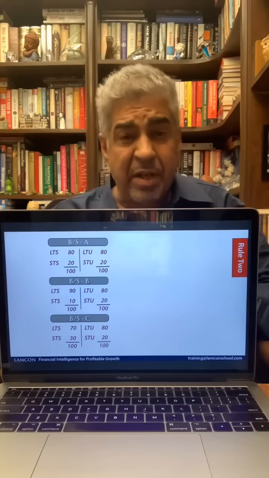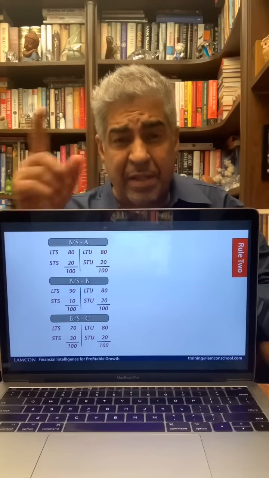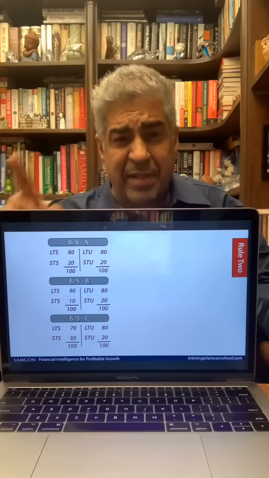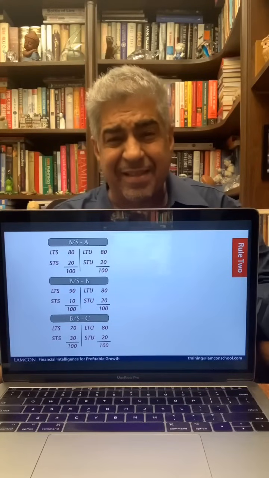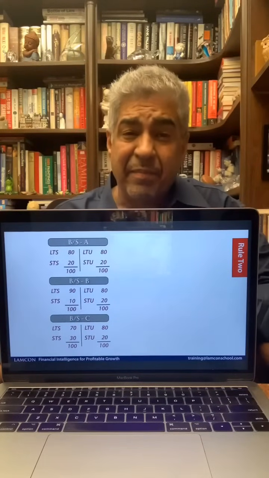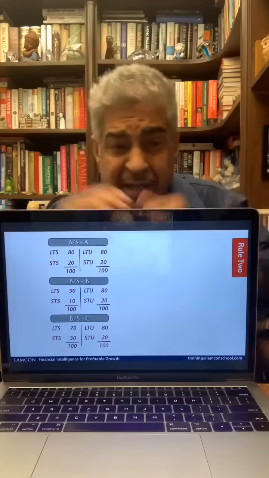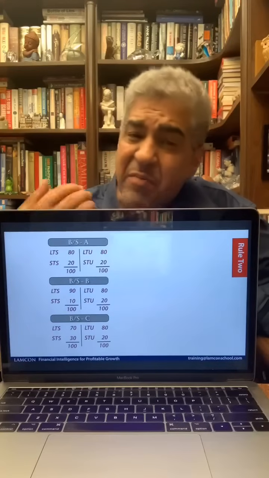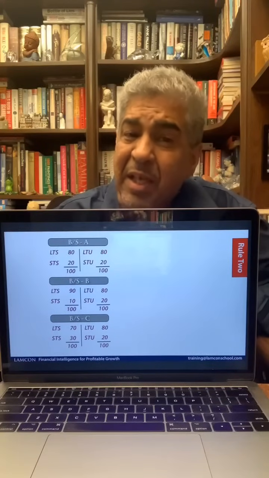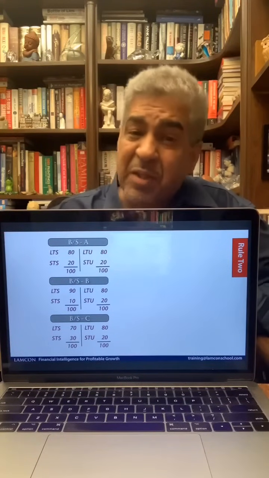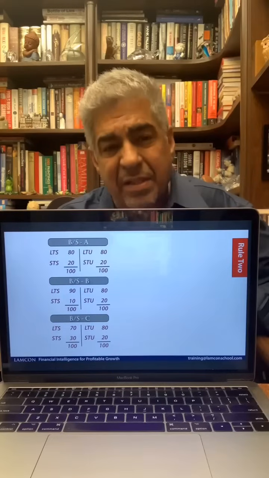Why am I contradicting myself? I told you healthy companies use long-term money to buy long-term assets, short-term money to buy short-term assets. A has done exactly that. I've also given you the mantra, less is bad, more is worse. A neither seems to have less nor more. Then why am I violating my own rule and saying A is better than C, but B is better than A? The reason is something else.